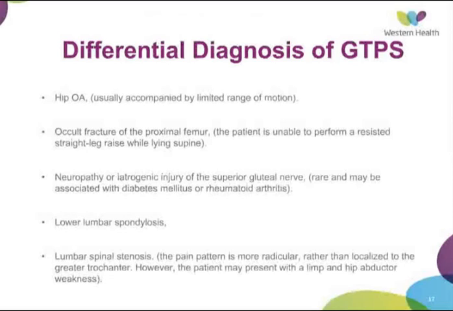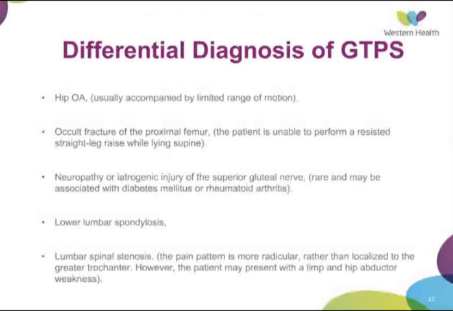Different conditions can cause this greater trochanteric pain syndrome. One of them is hip osteoarthritis. Normally people that have pain will have limited range of motion, which can help to differentiate. Sometimes fracture of the proximal femur can be another cause of pain. Normally these people cannot perform their straight leg raise when they've been lying supine.